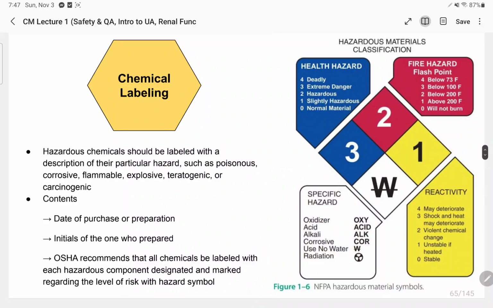Okay? So, balik na po sa NFPA. So, how do we label our chemicals? So, it should be labeled with description of unsa nga hazard. Unsa man ni siya? Poisonous ba ni siya? Diri na siya sa specific hazard. Corrosive ba siya? Unsay symbol sa corrosive? Flammable ba siya? Teratogenic ba siya? Meaning makakaapekto ba siya og damage sa imong DNA material? Or carcinogenic ba siya? Makakuha ba siya cancer? Dapat nakalabel na siya dito.